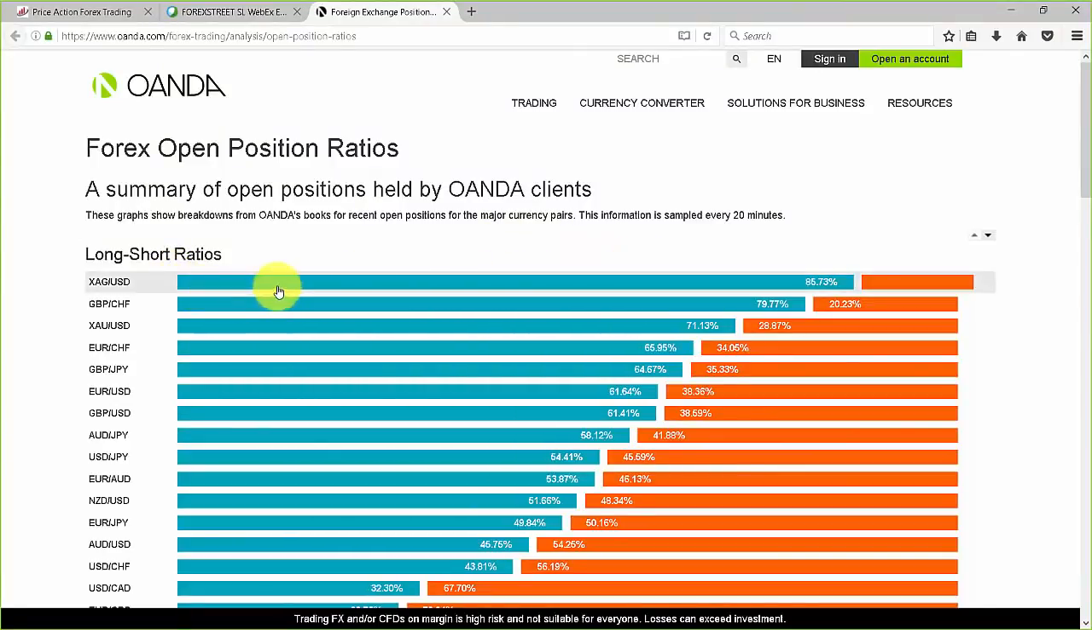See how silver is at 85.7%. Whenever it gets to 85 or greater is when I like to really go in. So I want to be in the little small group of people making money. A lot of these guys in the big majority, they're not making money. These are retail traders. Same thing here. You can see pound Swiss has moved up to the 80 level or close to it. This is updated, I think, every 20 minutes.